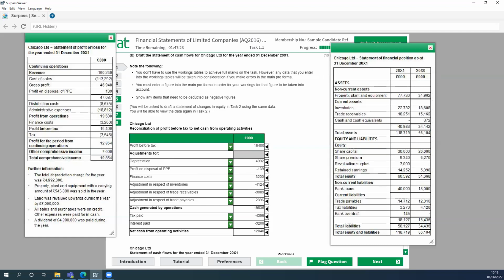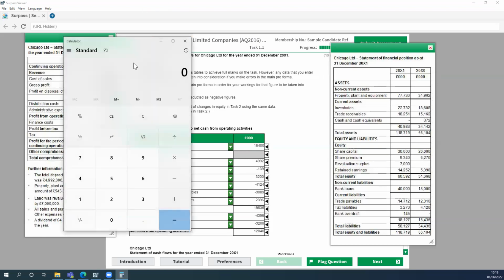So it's either an outflow of cash or an inflow of cash. So did we buy some more inventory or not? So I've got a calculator here just to show you. So let's just move this to one side. So let's have a look.